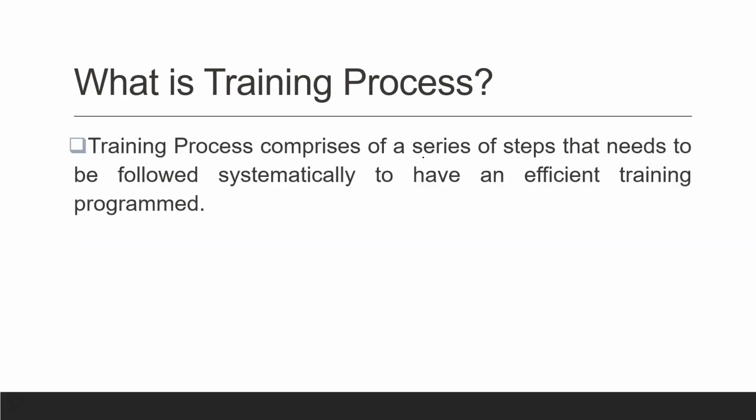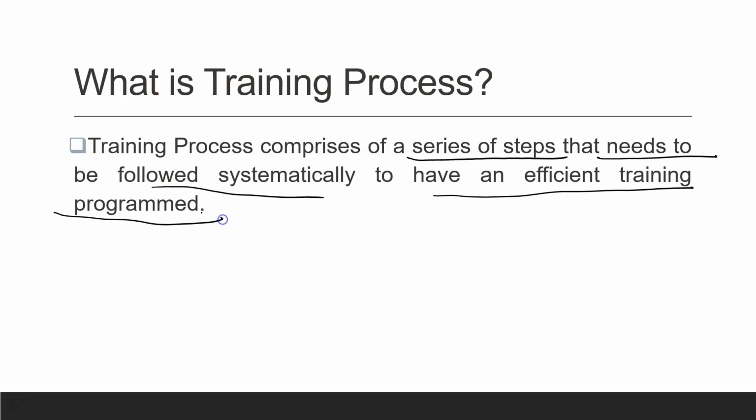So the first question is, what is a training process? We can define training process as a series of steps that need to be followed systematically to have an efficient training program. We all know that companies do conduct training programs for their employees on a regular basis. They could be managerial staff, non-managerial staff, labor, anyone who is working in the organization, just to make sure that the organization is ready for any kind of change. That is what training is all about.